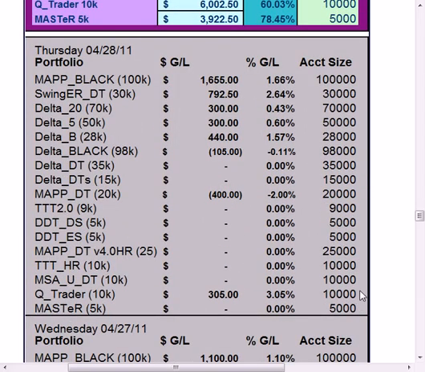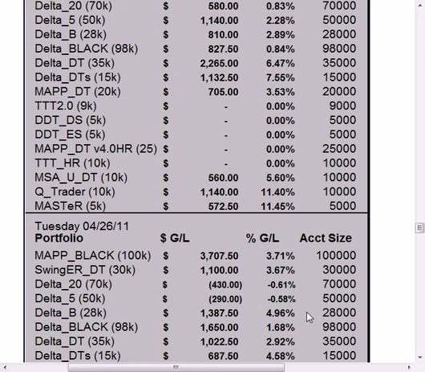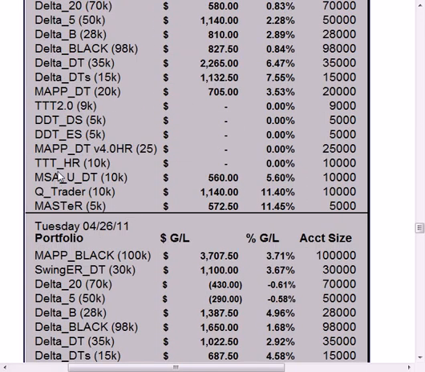There we go. Over on Thursday, again, not too many trades going on. On Wednesday, there you see the 12% gain in the master that we talked about. Also, the Q Trader had a 12% gain or so. So the Q Trader, the Q Master, Delta DTS, and MSAU DT definitely recommended portfolios.